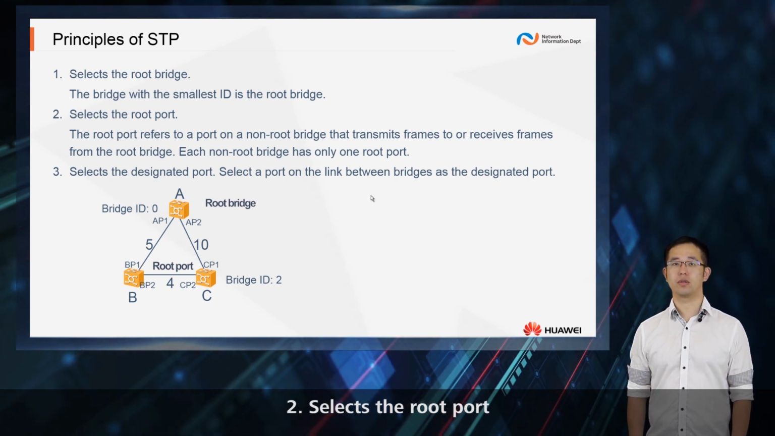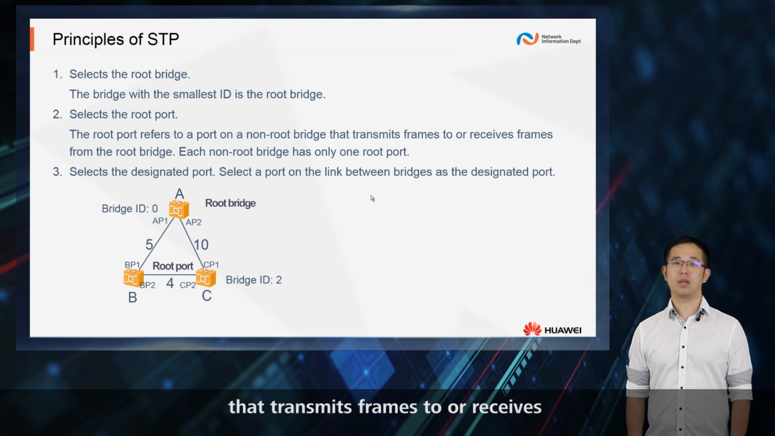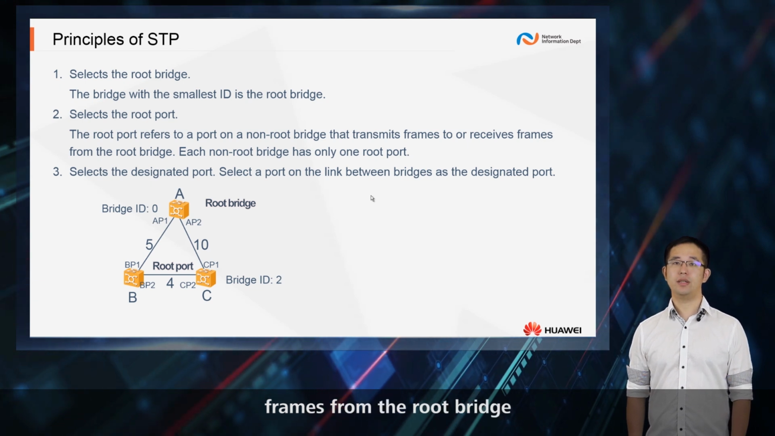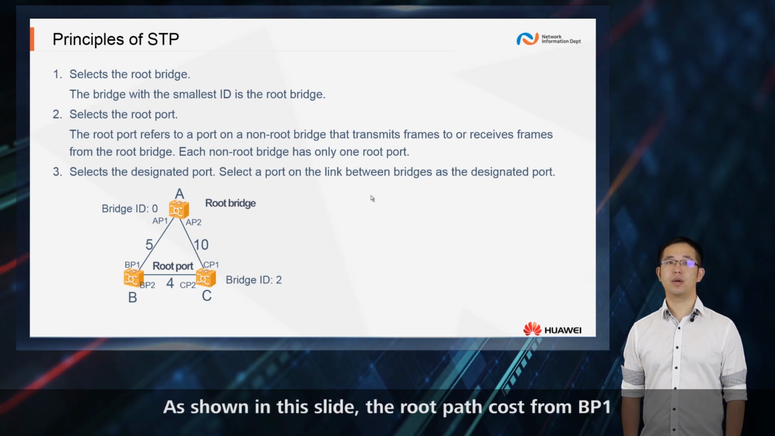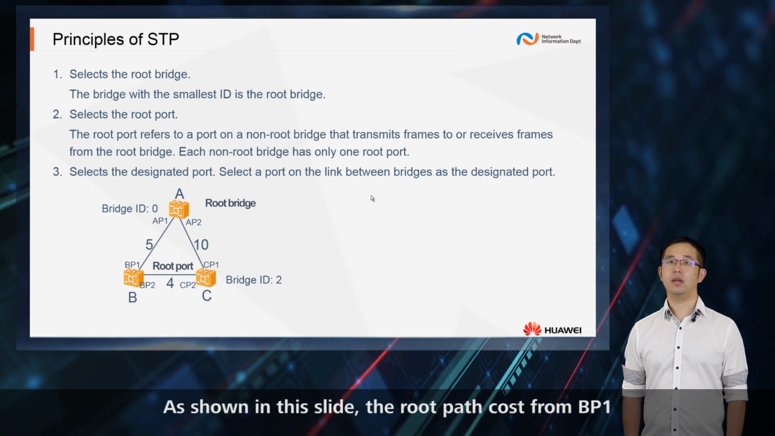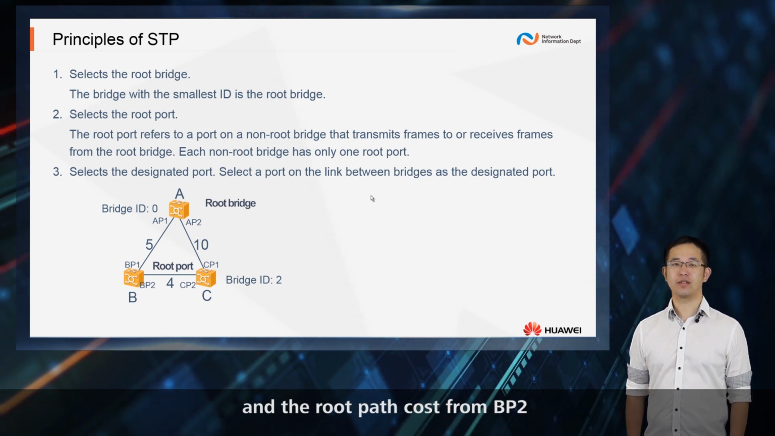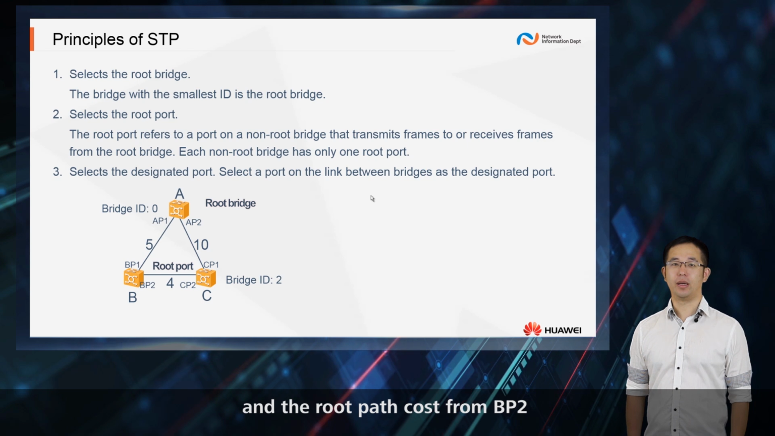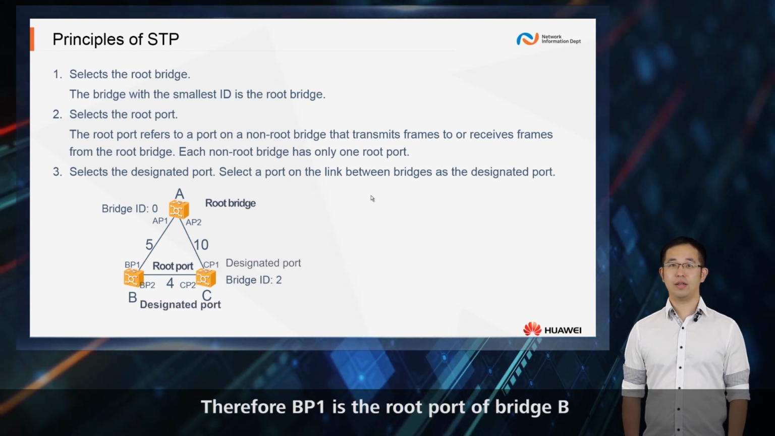2. Selects the root port. The root port refers to a port on a non-root bridge that transmits frames to or receives frames from the root bridge. Each non-root bridge has only one root port. As shown in this slide, the root path cost from BP1 of bridge B to the root bridge is 5, and the root path cost from BP2 of bridge B to the root bridge is 14. Therefore, BP1 is the root port of bridge B.